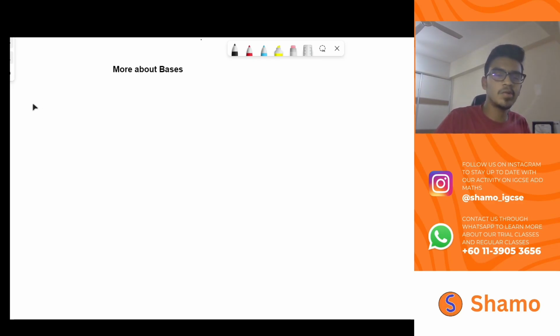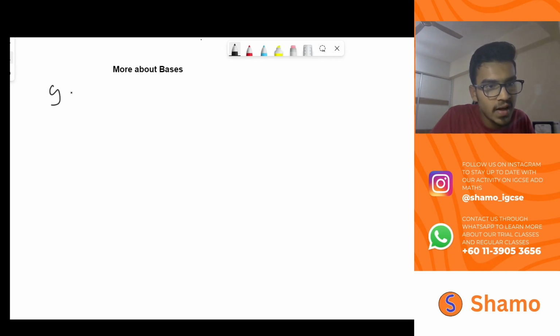Okay, now that we know a little bit about bases, let's try to know a little bit more. Bases are slightly more detailed than just knowing about the common bases and converting from logarithmic form to exponential form. There's a little bit more detail you need to know. What's that detail? Let's explore.